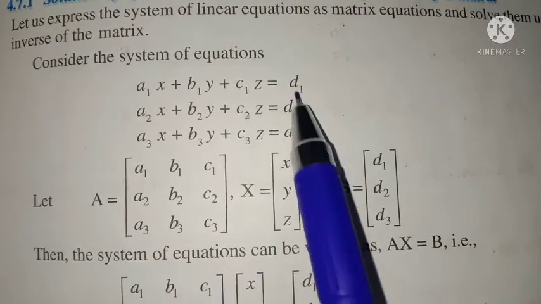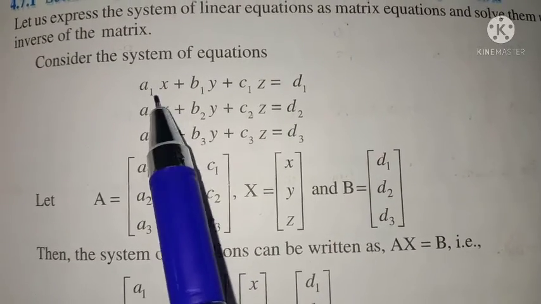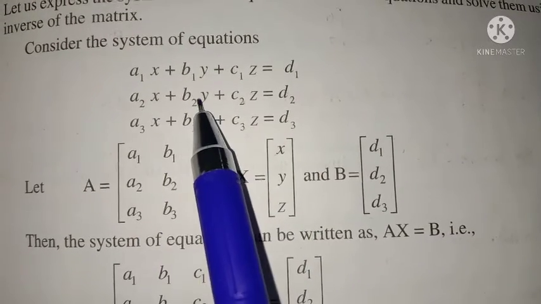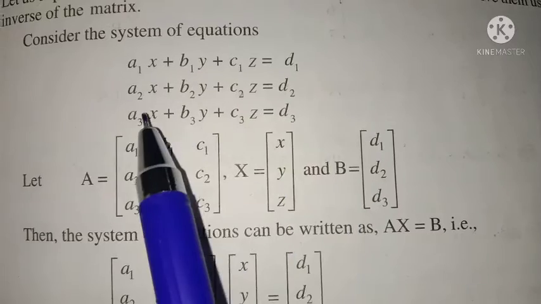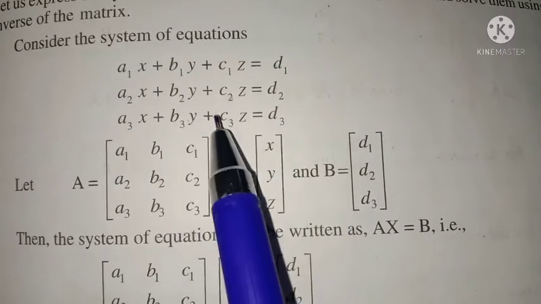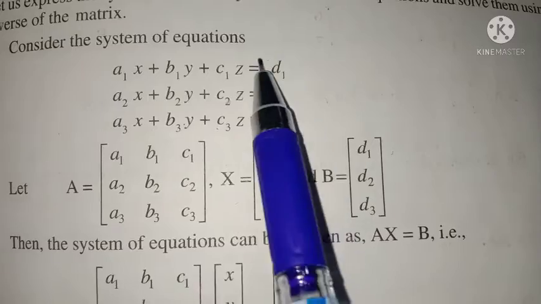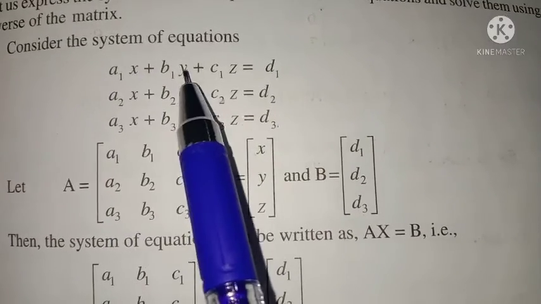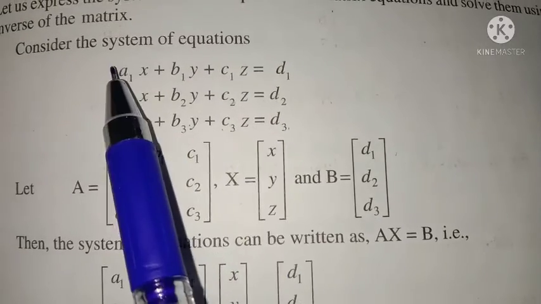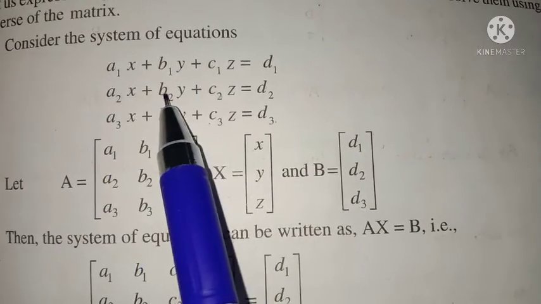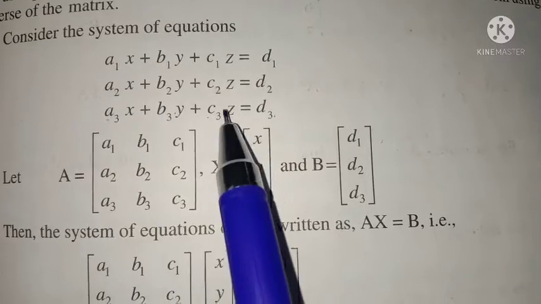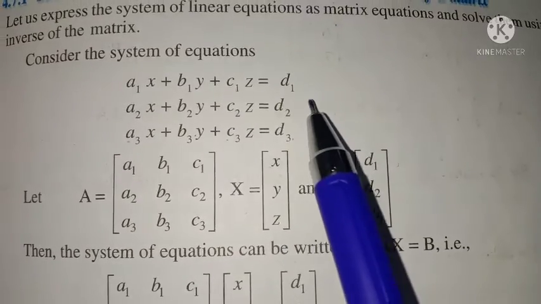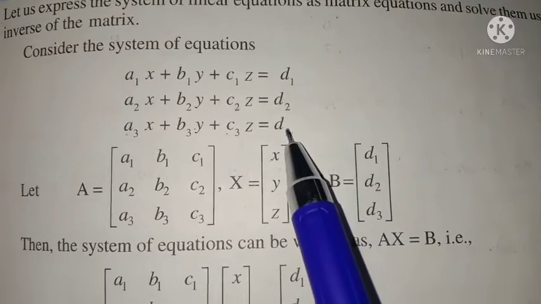Listen, there is a system of equations a1x plus b1y plus c1z equal to d1, a2x plus b2y plus c2z equal to d2, a3x plus b3y plus c3z equal to d3. So these three are equations in variables x, y and z. a1, b1, c1, a2, b2, c2, a3, b3, c3 are coefficients of these variables. d1, d2, d3 are constants.